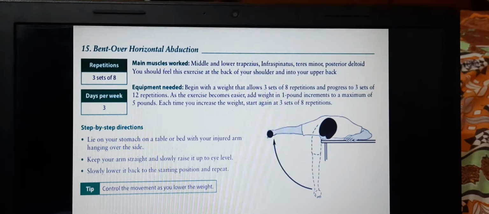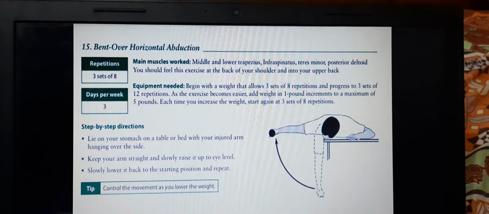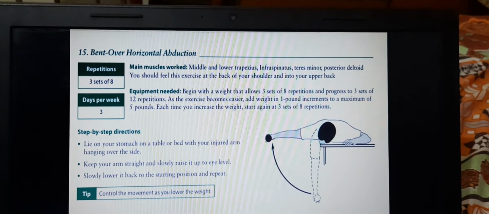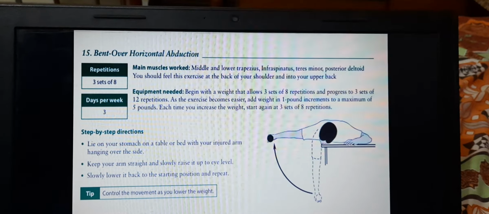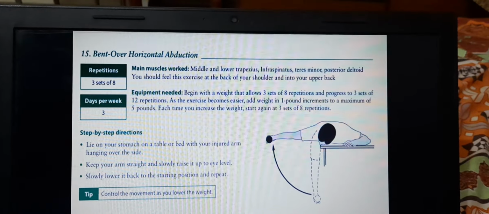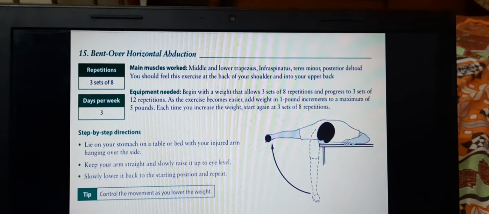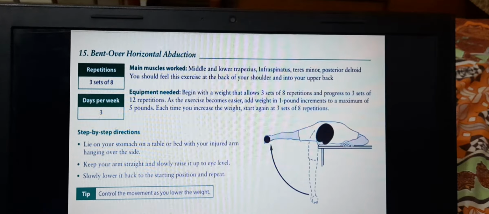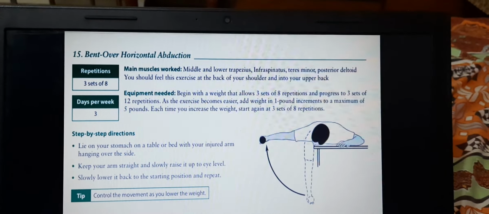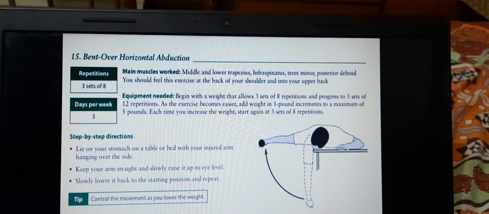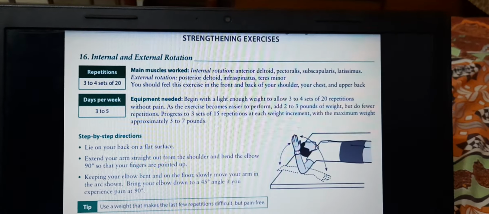Bent over horizontal abduction. 3 sets of 8 repetitions, days per week 3. Main muscles worked: middle and lower trapezius, infraspinatus, teres minor, posterior deltoid. You should feel the exercise at the back of your shoulder and into your upper back. Equipment needed: begin with a weight that allows 3 sets of 8 repetitions and progress to 3 sets of 12 repetitions. As the exercise becomes easier, add weight in 1 pound increments to a maximum of 5 pounds. Each time you increase the weight, start again at 3 sets of 8 repetitions.